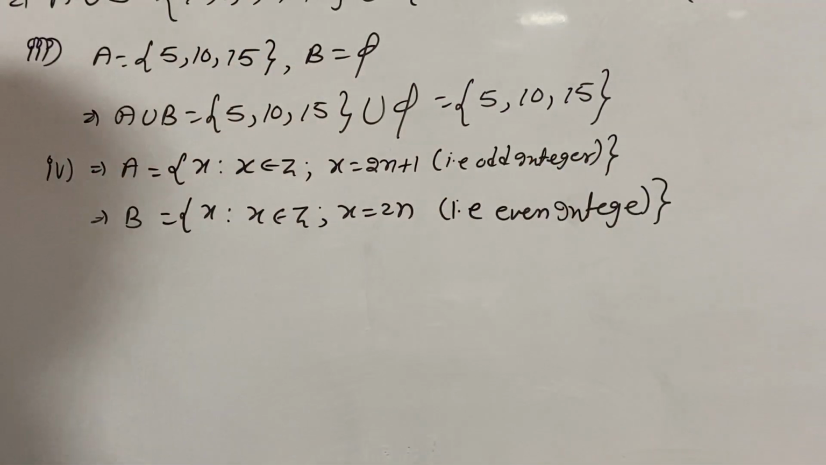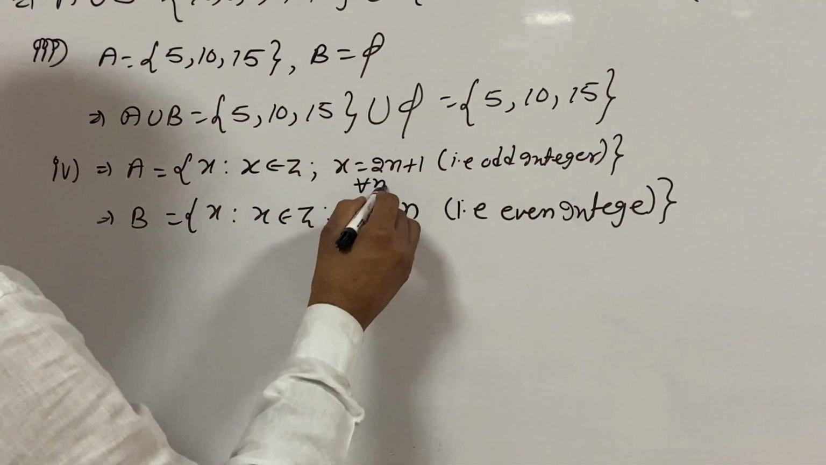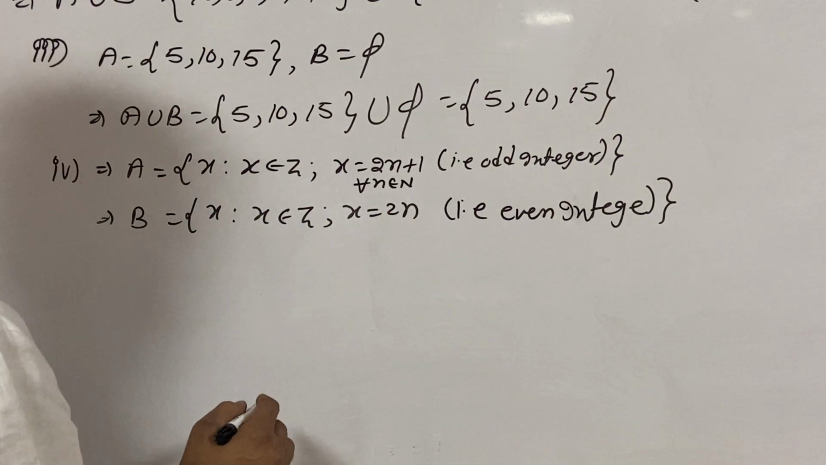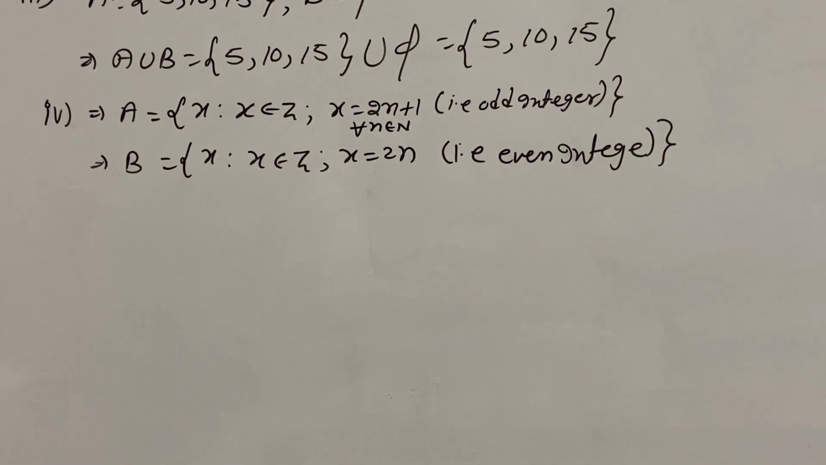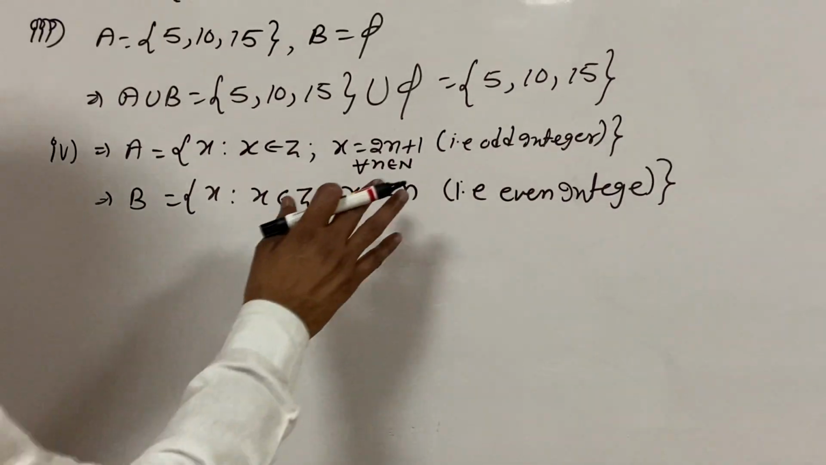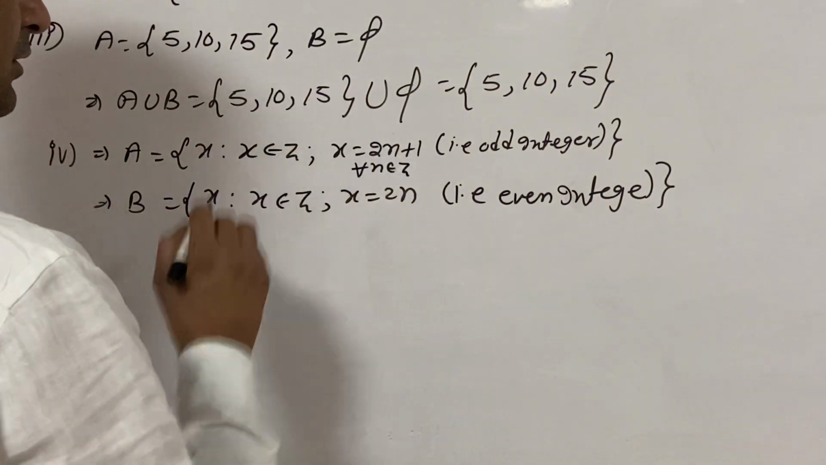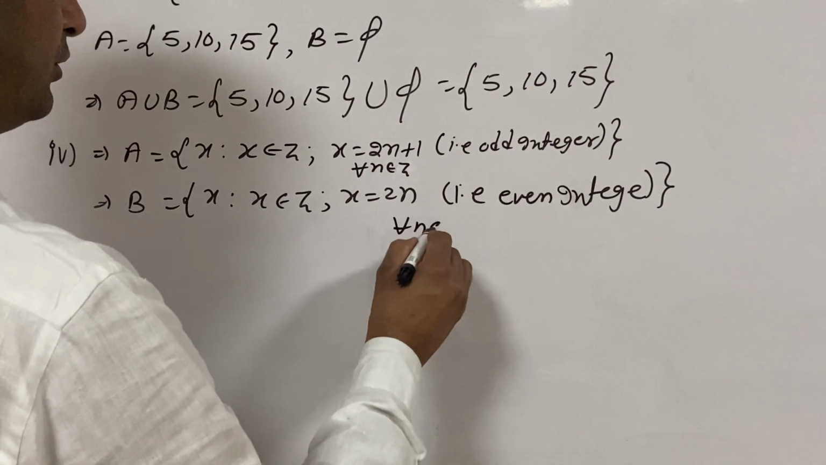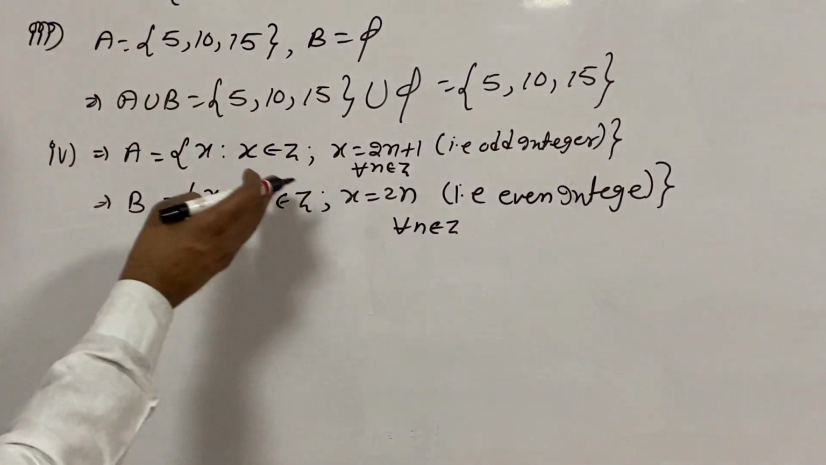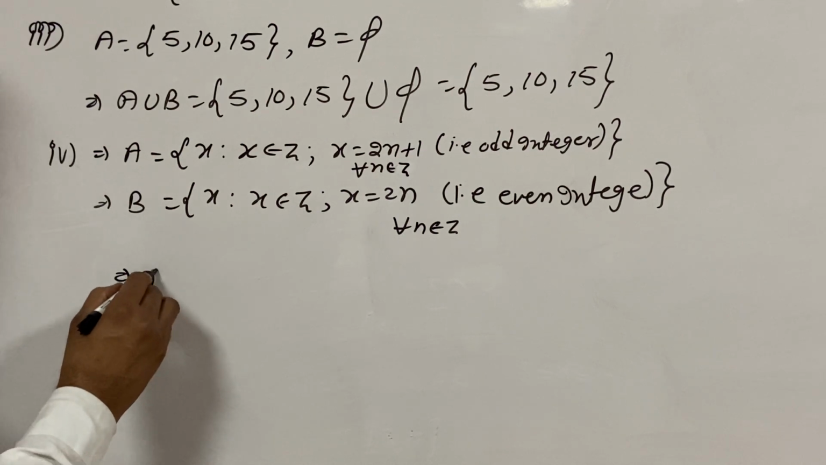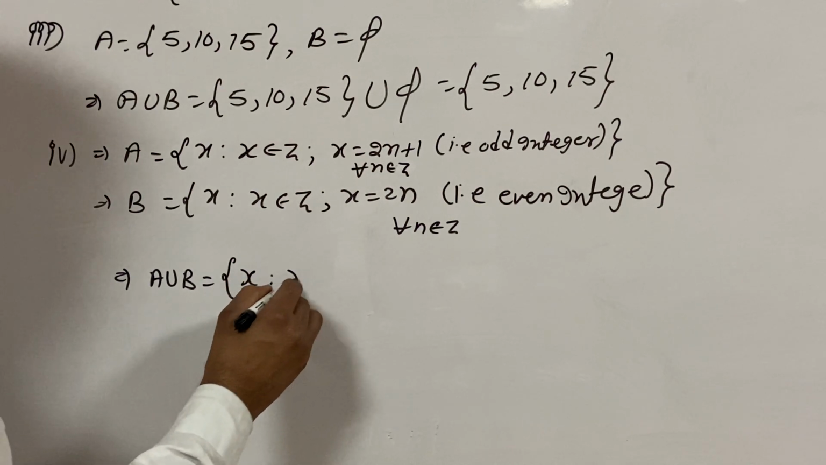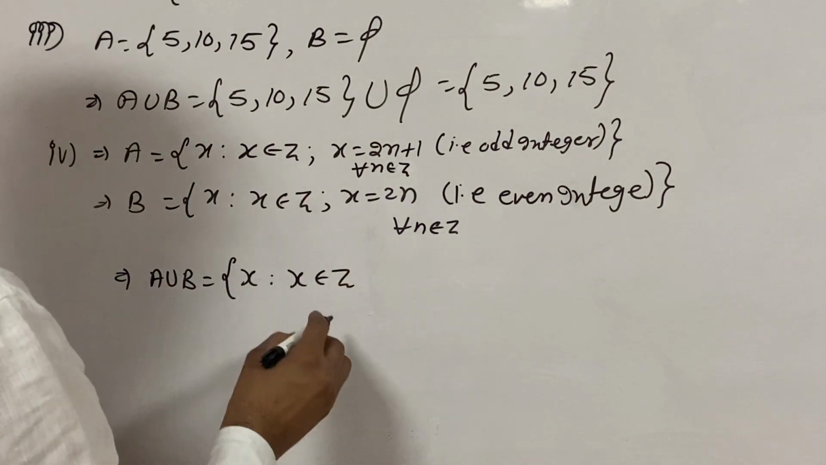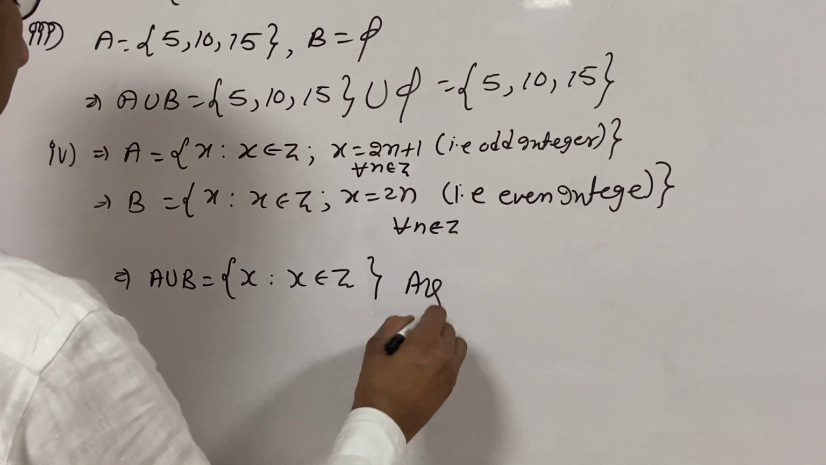ये क्या हो जाएगा? यहाँ पे n क्या है? और all n belong to natural number. यहाँ पर ऐसा कुछ दे रखा है for all n belong to integer, और यहाँ पर भी for all n belong to integer. ये सारे even number, ये सारे odd number मिला के कुल मिला के total integer हो गए. A union B equal to X, such that X belongs to integer, बस इतना ही आएगा. That is your answer.